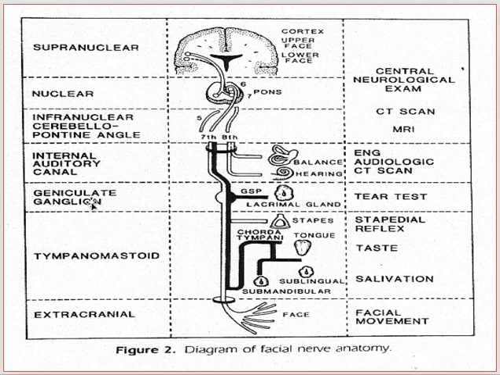And then, as I showed you in the previous photograph, there is the geniculate ganglion, and fibers go to the lacrimal glands. Then there is the tympanomastoid part, where it gives off the chorda tympani and supplies the stapedius. This chorda tympani supplies sensations to the tongue, as well as the submandibular and sublingual salivary glands. Then there is the extracranial portion, which supplies all the muscles of facial expression.